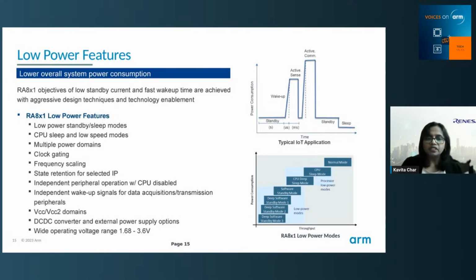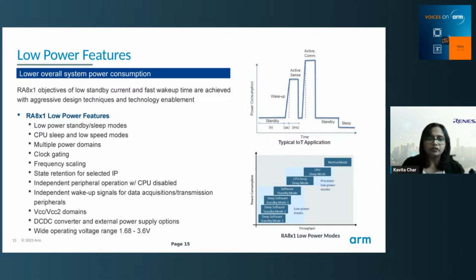In addition, we have built in many features like multiple power domains that can be independently controlled, clock gating for all of our peripherals, frequency scaling, and state retention for selected IP. This allows for faster wake up from the sleep modes. We have independent peripheral operation while the CPU is disabled, as well as wake-up signals for the data acquisition and transmission type of peripherals.